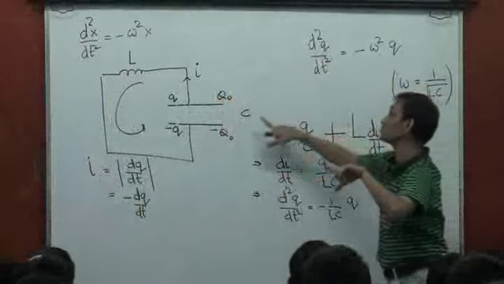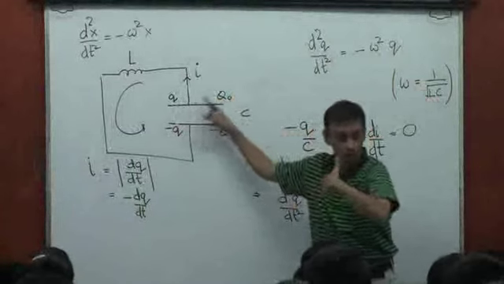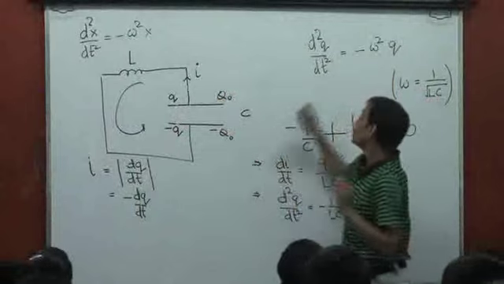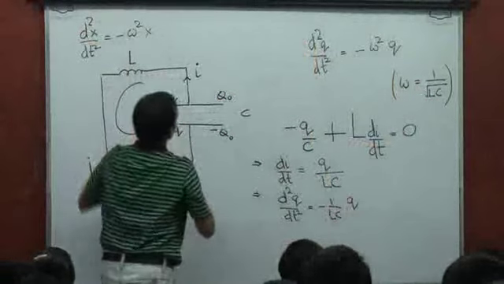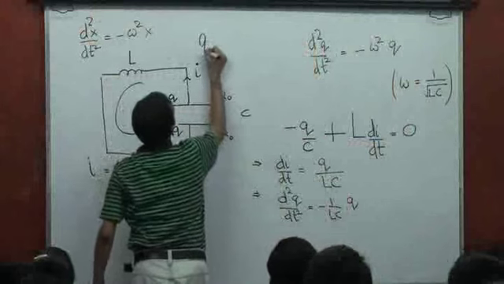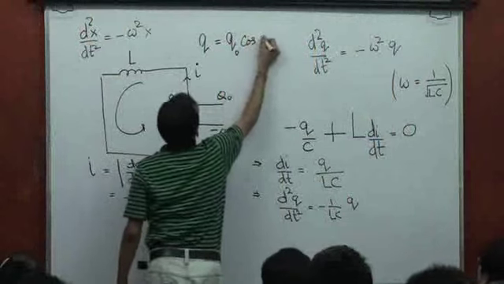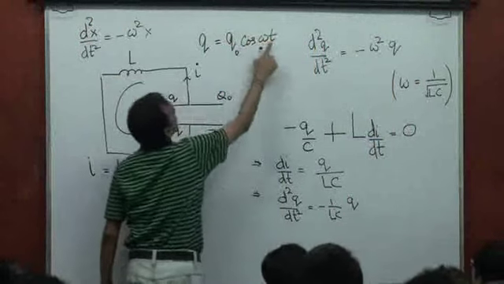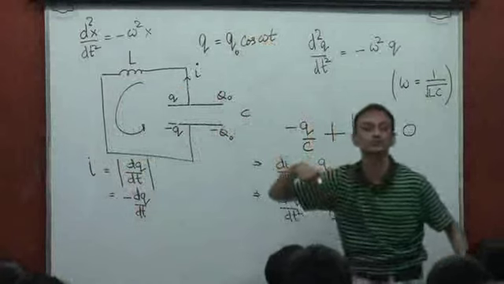Given that at time t equal to 0, q was q naught, this leads to a solution similar to the solution of the oscillator: q equal to q naught cos omega t, commensurate with the fact that at time t equal to 0, q was q naught. The phase constant phi was determined out of those considerations.